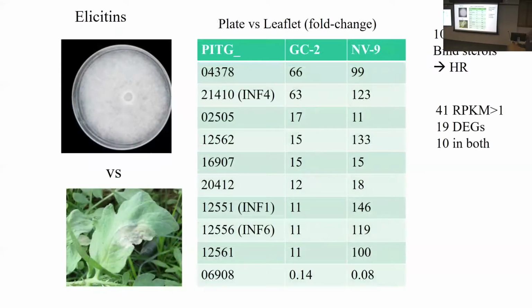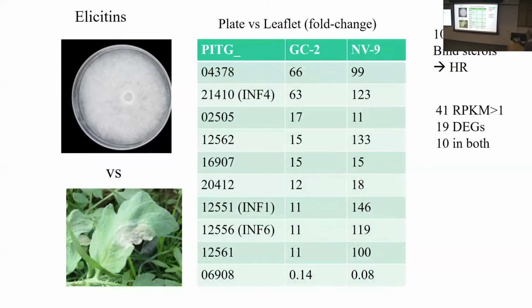We then looked at elicitins. Now, elicitins, you will all know, are 10 kilodalton proteins that are produced by Phytophthora species. They do bind sterols. Their exact function in plants is really not known. And you know that if you inject them into leaflets, you get HR, right?